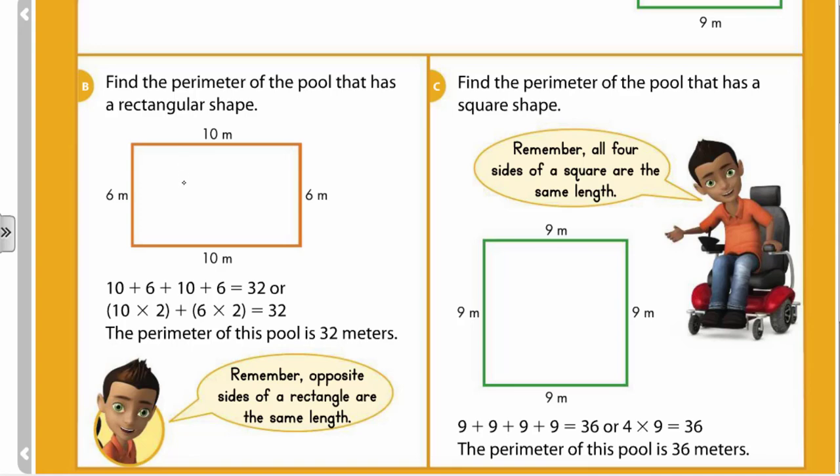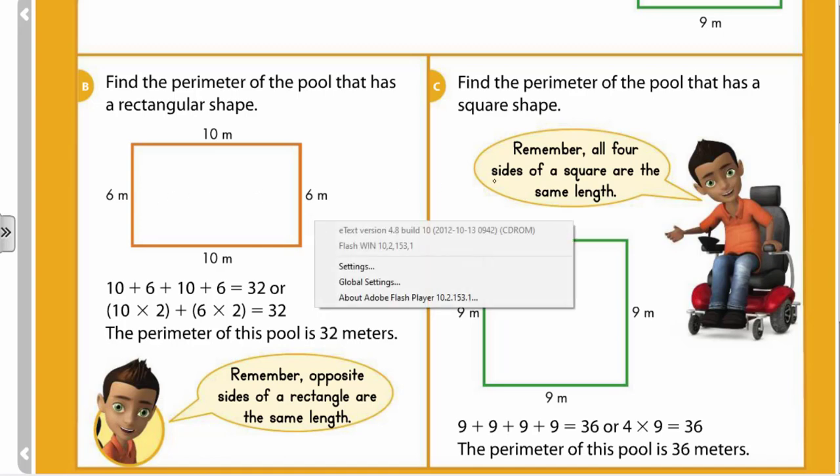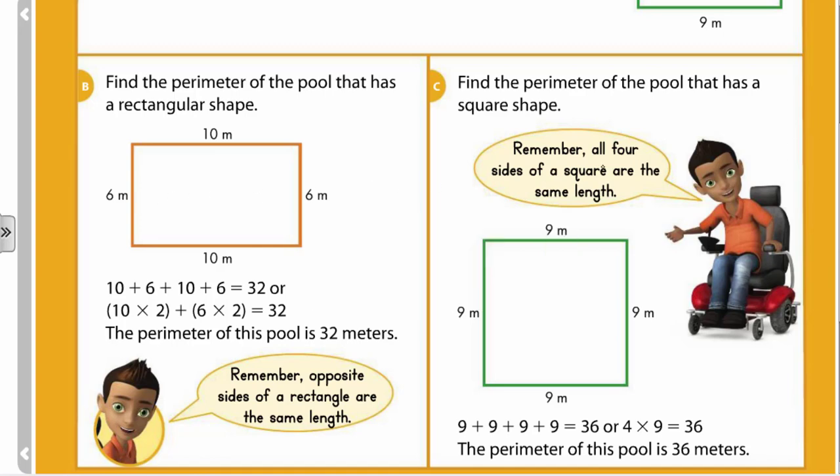Okay, so let's start with the rectangle. And here, as we said, each two opposite sides are the same. If this is 6, the other one on the left is also 6. And at the top and bottom, we have the same number, 10 meters. When we add these numbers, we get 10 plus 6 plus 10 plus 6, and we can add them to find the perimeter, which is 32.